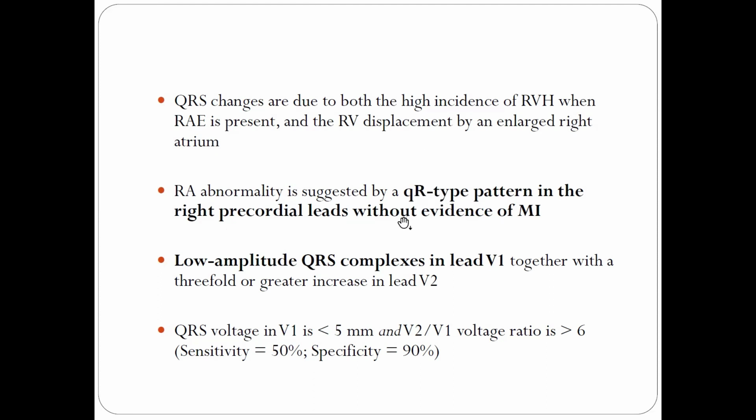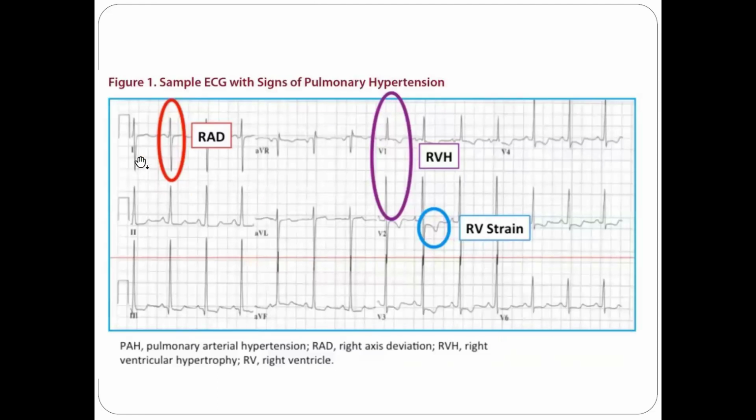So, a prominent R wave in the absence of any MI, or low amplitude QRS complexes in lead V1. Since V1 is more on the right side, you can see there is a tall R wave here in lead V1, suggestive of right ventricular hypertrophy. Also, V1 is placed on the right side of the chest, on the right side of the sternum, whereas V2 is on the left side of the sternum.